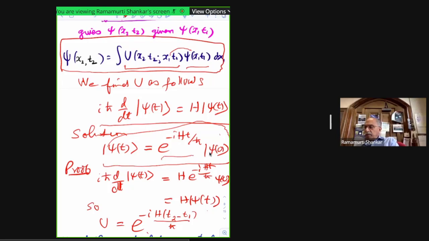Nothing depends on time here. This is the fixed initial state. d/dt acts on this and pulls out the Hamiltonian times this. But this is just a state at time t. You can see that ħ d/dt of psi at time t gives H times psi at time t.